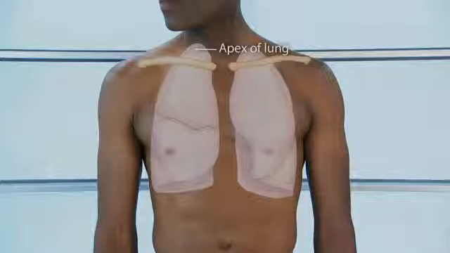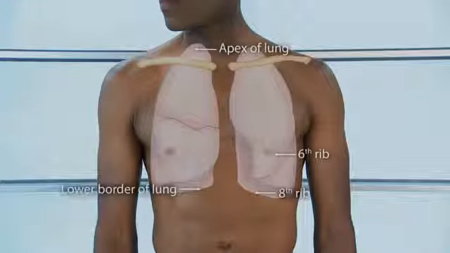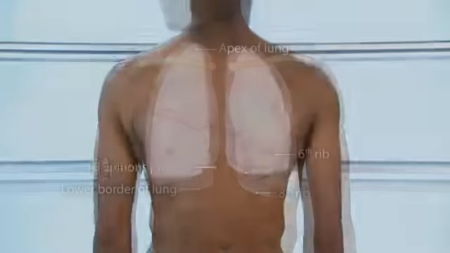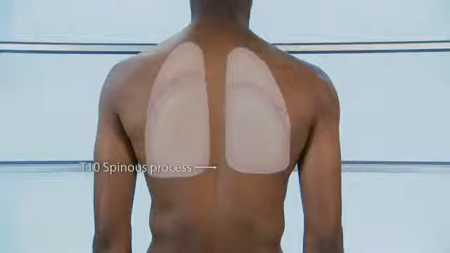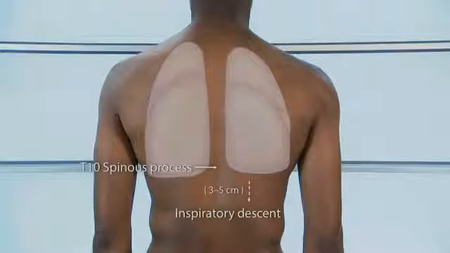Anteriorly, the apex of each lung usually rises 2 to 4 centimeters above the inner third of the clavicle. The lower border of the lung crosses the 6th rib at the midclavicular line and the 8th rib at the mid-axillary line. Posteriorly, the border of the lung lies at about the level of the T10 spinous process. On inspiration, it normally descends 3 to 5 centimeters further down.